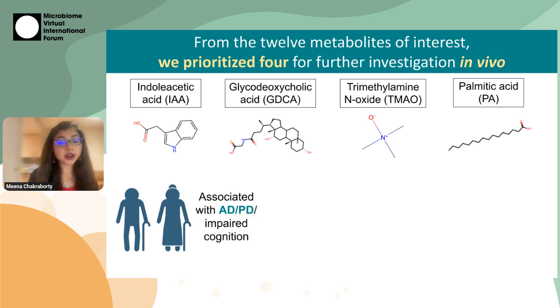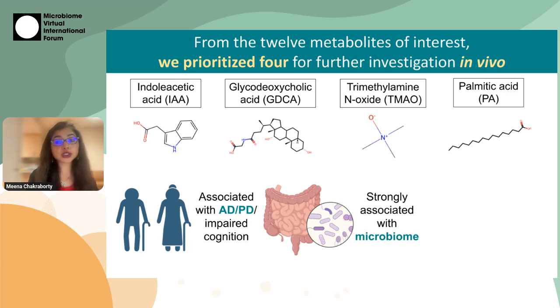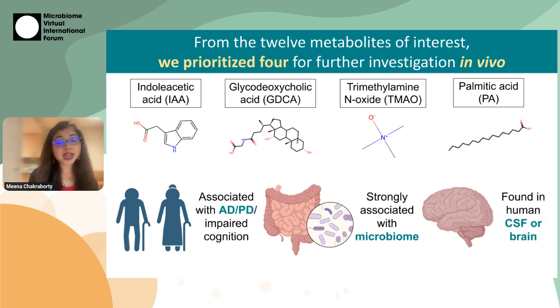First of all, they have all been previously associated with Alzheimer's, Parkinson's, or impaired cognition in human cohorts. Second, they are all strongly associated with production or regulation by the gut microbiome. And finally, they have all been found in human cerebrospinal fluid or brain.